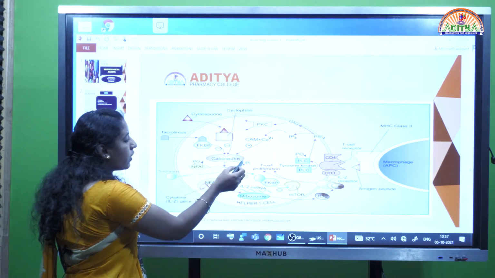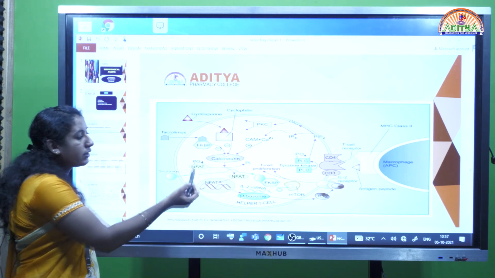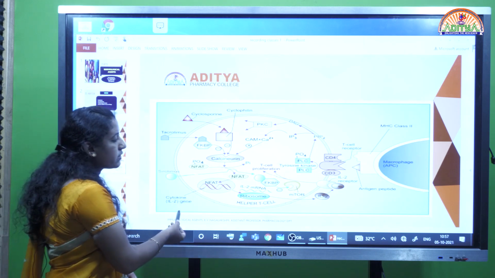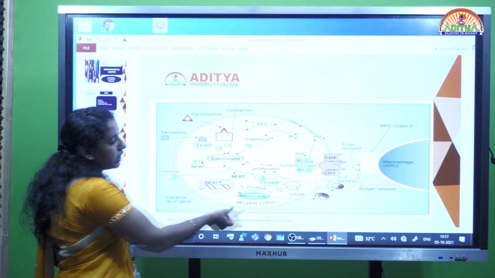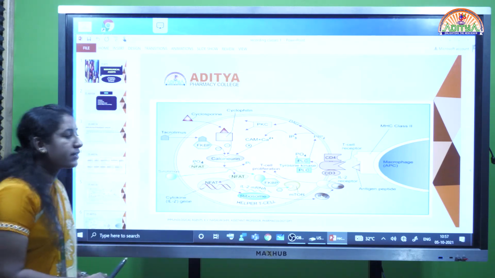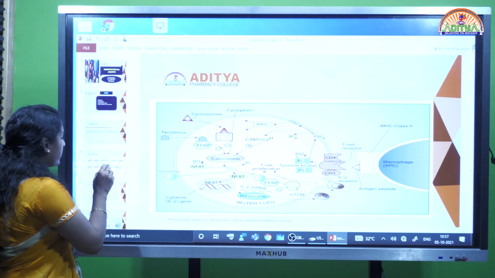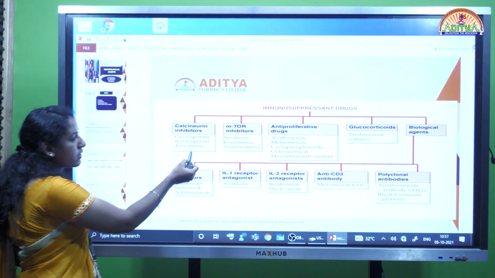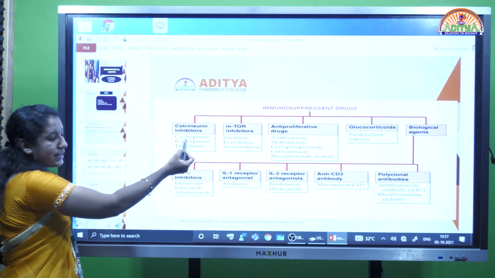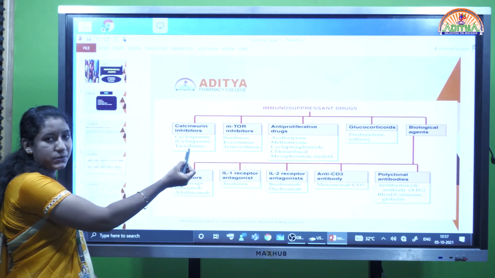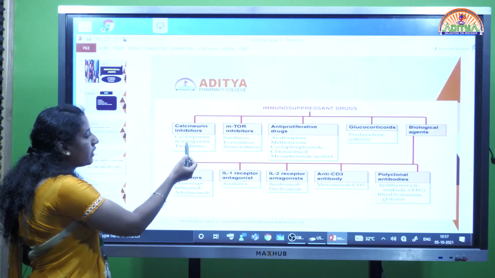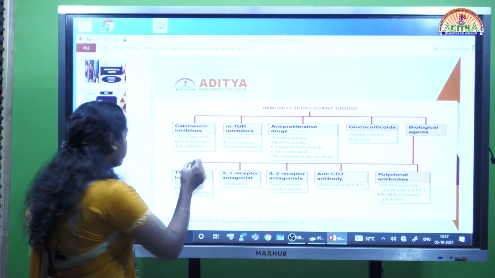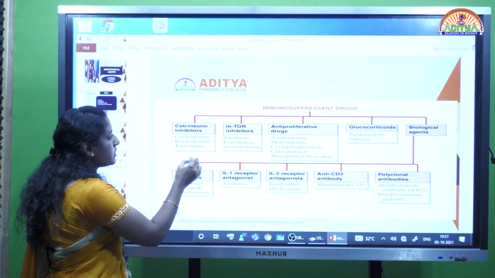So if calcineurin, the phosphatase, is not activated, there will be no dephosphorylation process and there will be no production of cytokine genes. So if cytokine genes are not produced, then the other immune responses won't take place. So this is the other drug's mechanism of action. We have seen about cyclosporin and tacrolimus, where cyclosporin will inhibit the activation of calcineurin by binding with the cyclophilin, whereas tacrolimus will bind with the FK binding protein and inhibit the activation of calcineurin. So these are the calcineurin inhibitors.